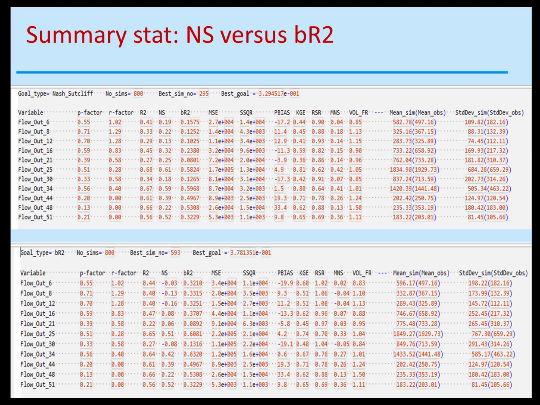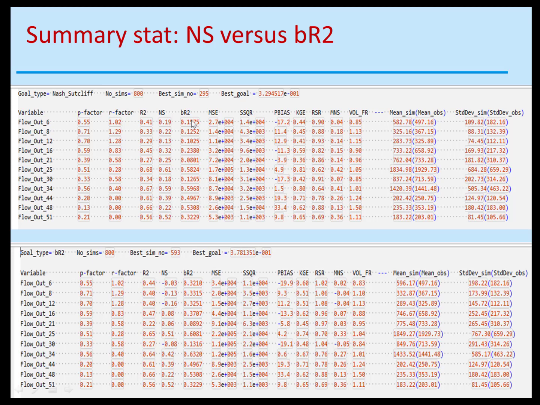Now let's look at what happens to the summary statistics if I do Nash-Sutcliffe versus bR². Here you see that the best simulation number is different. Of course, we saw they were quite different best simulations. And the best goal, of course, this one reflects Nash-Sutcliffe and this reflects bR². But when we use Nash-Sutcliffe, the Nash-Sutcliffe values are much higher than if I use bR², right? In bR², I have quite a few, I have 4 negative Nash-Sutcliffe. So when I use Nash-Sutcliffe, the best values are Nash-Sutcliffe. If I use bR², bR² gets much higher values compared to bR² when I use Nash-Sutcliffe.